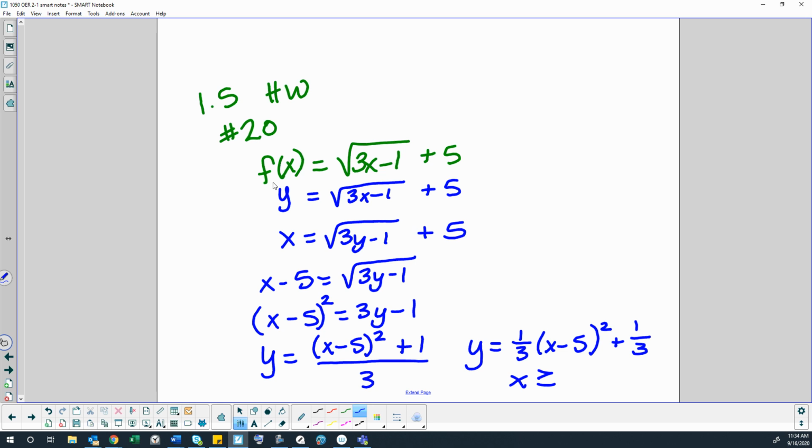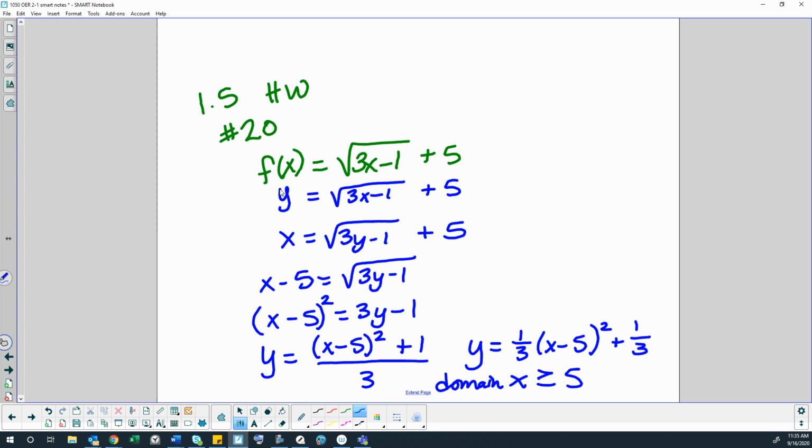So to do that, we would want to see where that parabola starts on the x-axis, or like in the x direction. So we're going to pay attention to this x minus 5 for that. So what is the x value of our vertex? Positive 5. So that means for our domain, we need to restrict it so that x is greater than or equal to 5. So it's just that positive half of our parabola that goes with our square root function. Okay. So there's our inverse.